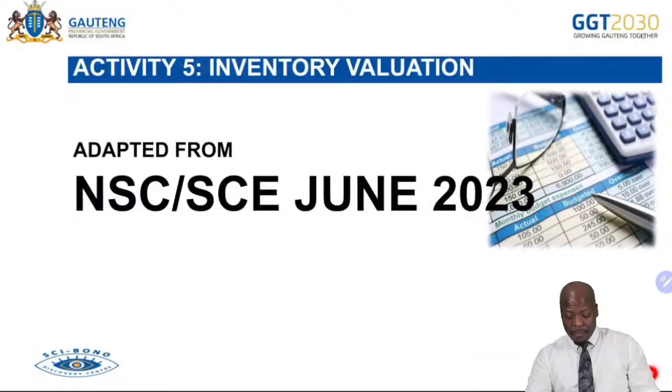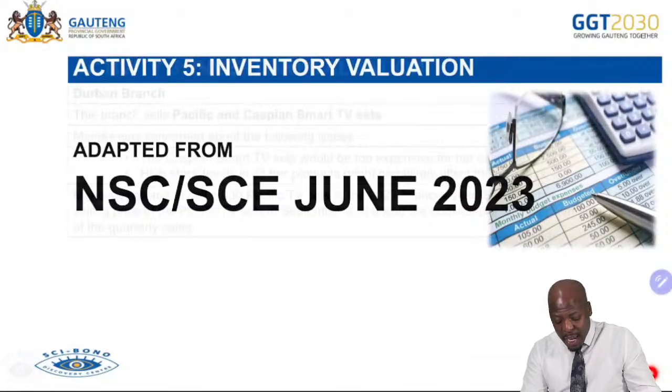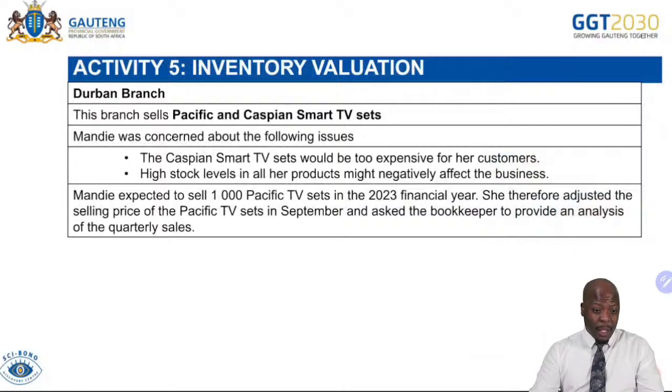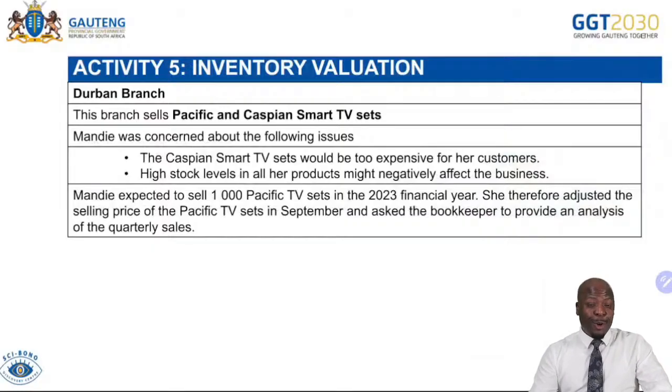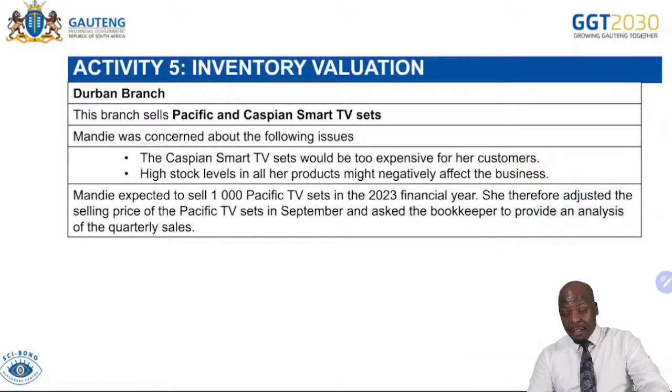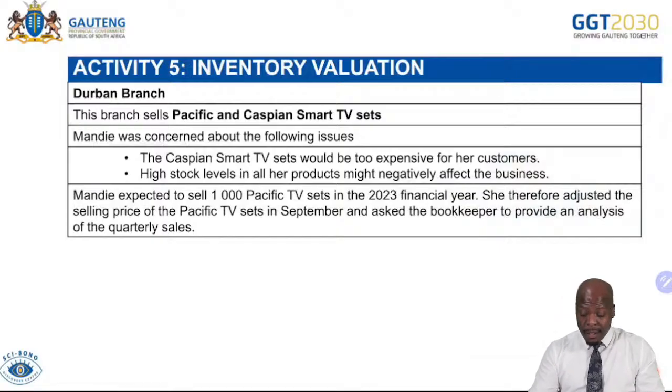Okay, inventory valuation. Right. On inventory valuation, we have already seen in our paper one that we're tested on the FIFO. So we're not going to waste time looking at the FIFO. We're going to look at the two other methods, that is your weighted average and your specific identification method. So we're only going to look at two methods, your weighted average and your specific identification, because your FIFO was already tested a week ago. Durban branch. This branch sells Pacific and Caspian TV sets. So we just streamlined this particular question to the Pacific TVs.